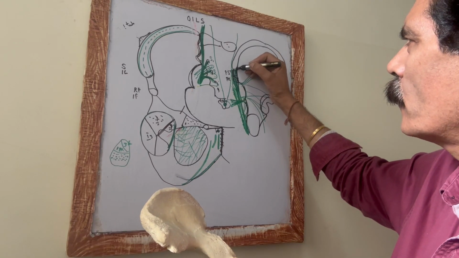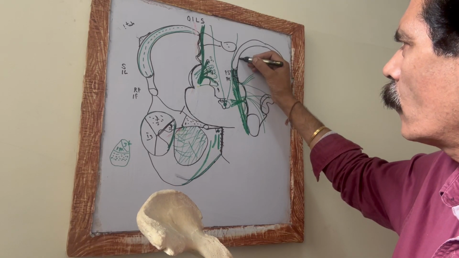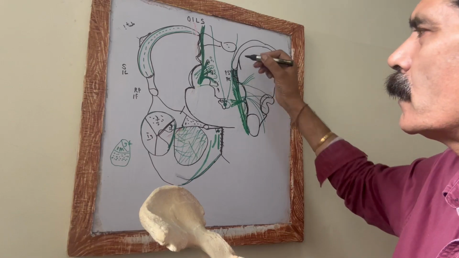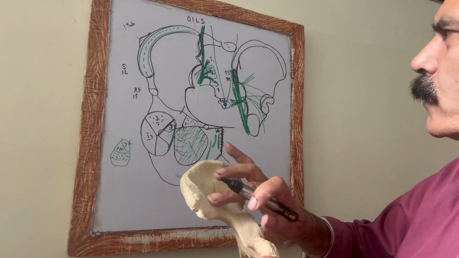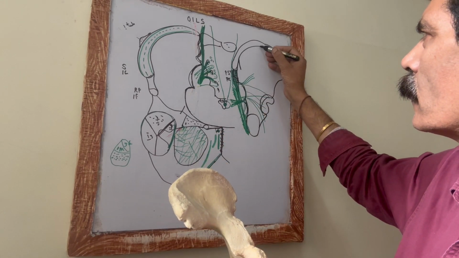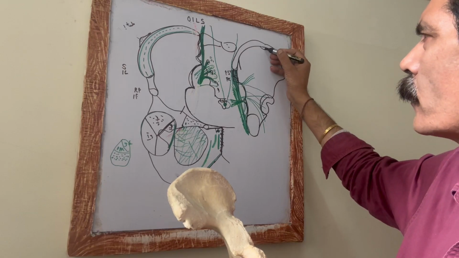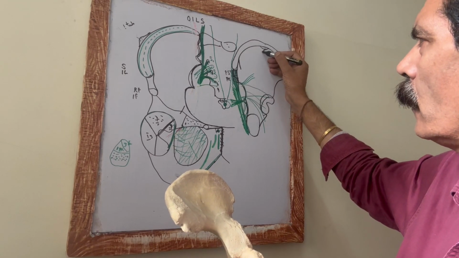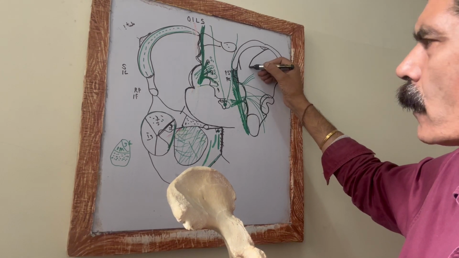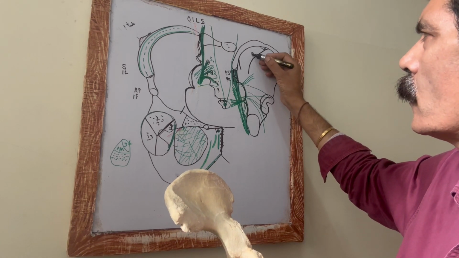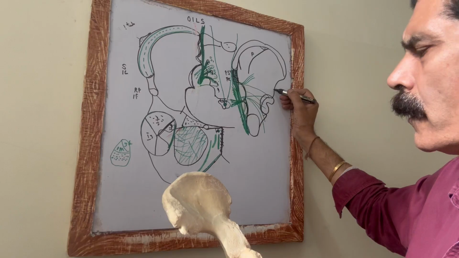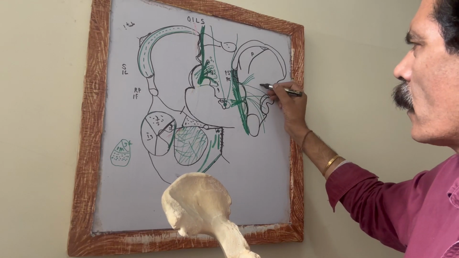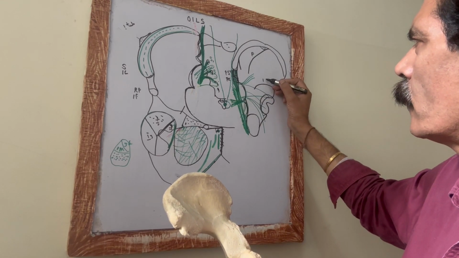Just near the posterior superior spine, there is a small line parallel to it. This is called the posterior gluteal line. Then from the outer lip of the iliac crest, from the iliac tubercle, a line goes obliquely towards the greater sciatic notch. This is called the anterior gluteal line, and one line which runs parallel above the acetabulum is called the inferior gluteal line.